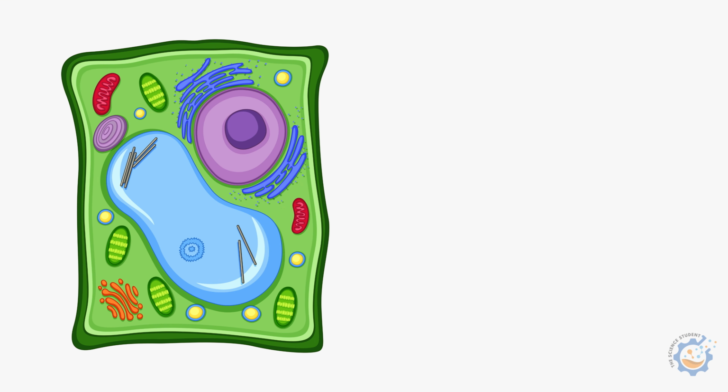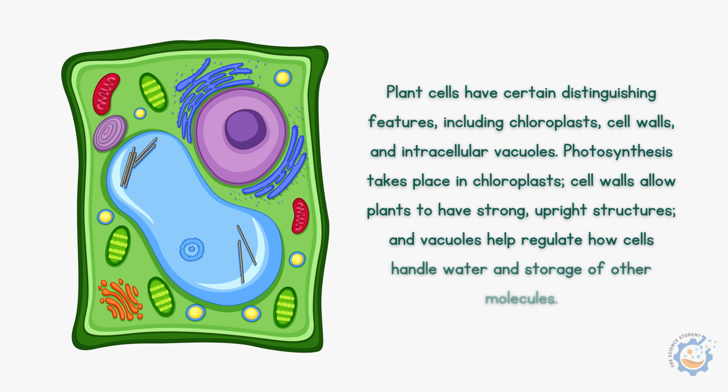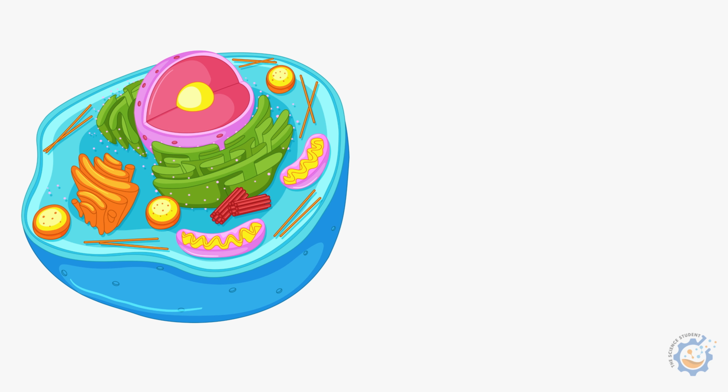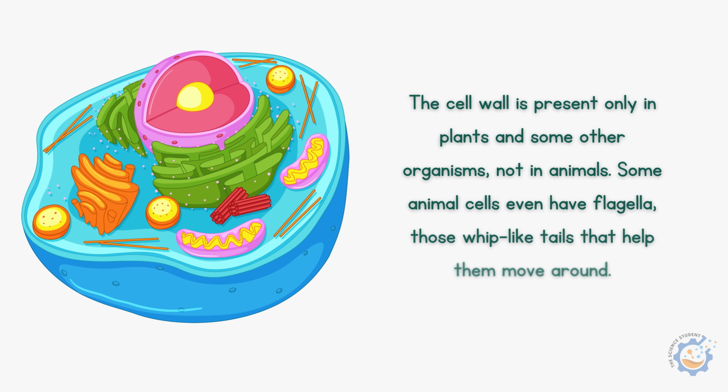Plant cells are unique because they have a rigid cell wall made of cellulose. They also have chloroplasts, which allow them to perform photosynthesis, and vacuoles to store water and nutrients. The cell wall is present only in plants and some other organisms, not in animals. Some animal cells even have flagella, those whip-like tails that help them move around.